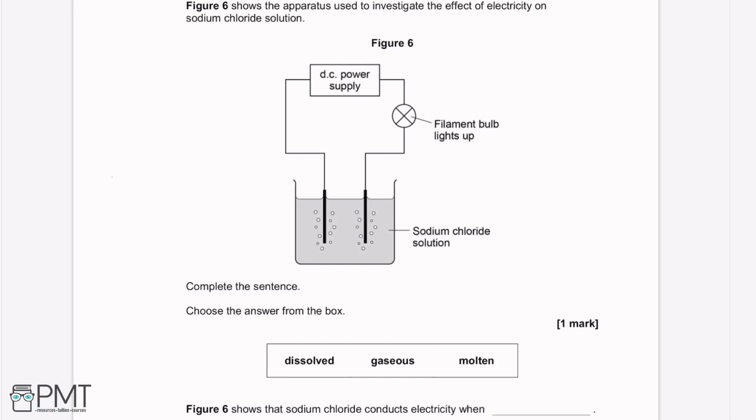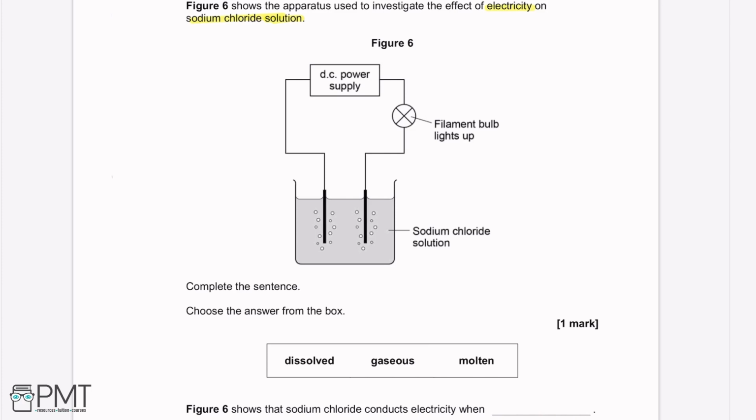Figure 6 shows the apparatus used to investigate the effect of electricity on sodium chloride solution. Now that word's really important. So let's look at figure 6. We've got another direct current power supply, filament bulb. It's very similar to what we saw in figure 5, except this time we haven't got a solid metal rod. Instead, we've got the sodium chloride solution. Complete the sentence. Figure 6 shows that sodium chloride conducts electricity when what?